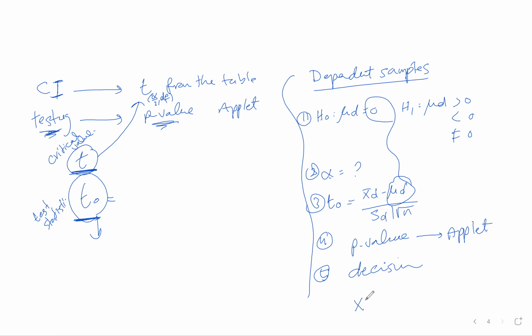It's very simple. X bar d plus or minus t at alpha over 2 and degree of freedom times sd divided by square root of n. This is the confidence interval for the difference between the two population means of the two treatments. So, any question about chapter 2 so far? Any question about chapter 2?